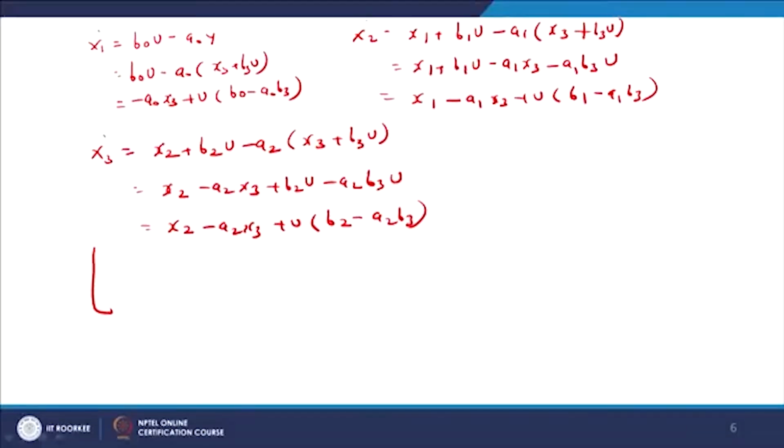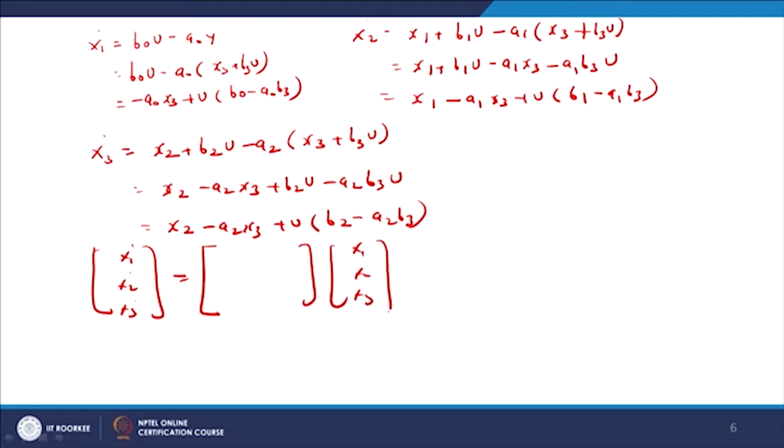Now we have to write this in terms of a state space model. So we write x1 dot, x2 dot, x3 dot equal to some matrix into x1, x2, x3 plus some elements with respect to u. So how will we write? x1 dot equals a0 x3. So the elements of x1 and x2 are 0 in this case, only the element of x3 is there. So we write this row as 0 0 minus a naught.